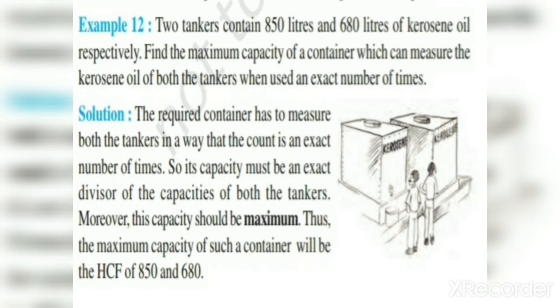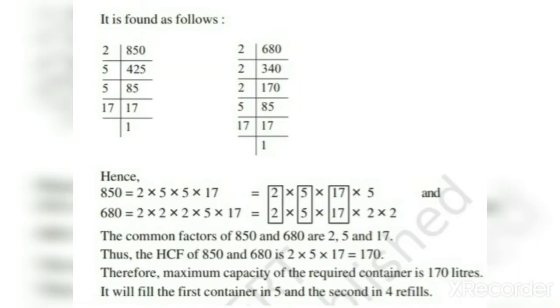Let's go for the solution. The required container has to measure both the tankers in a way that the count is an exact number of times. So, its capacity must be an exact divisor of the capacity of both the tankers. Moreover, this capacity should be maximum. Thus, the maximum capacity of such a container will be the HCF of 850 and 680. It is found as follows.